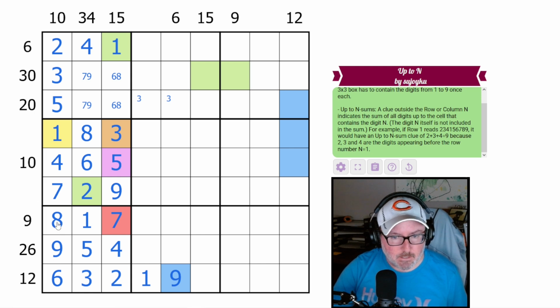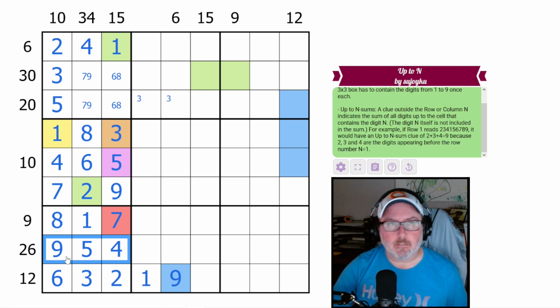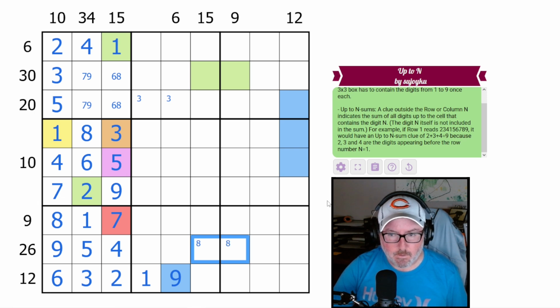So let's continue. What about this 26 clue? We know it has to be stopped by an 8 because this is row 8. Currently, we have 18. So, well, that means we have to at least add 2 digits because we can't use the 8 in the addition here because the 8 is what stops things. So if we have 18, we can't put the 8 here to make 26. So we have to at least have 2 more digits before we get to an 8.